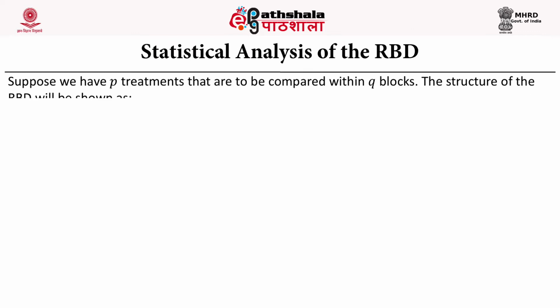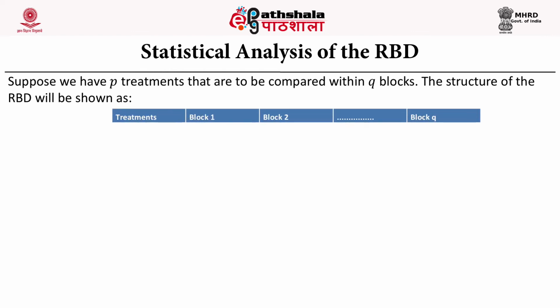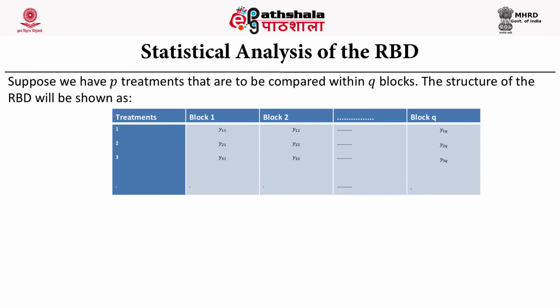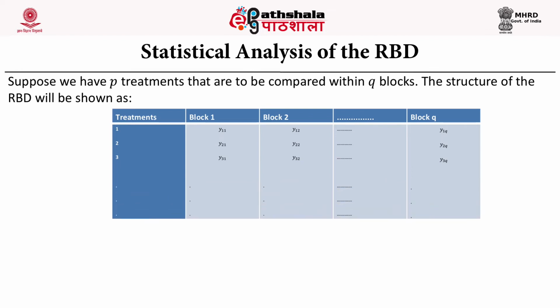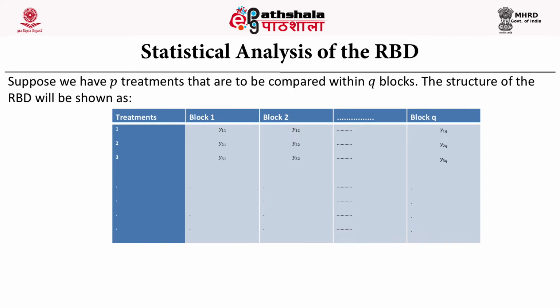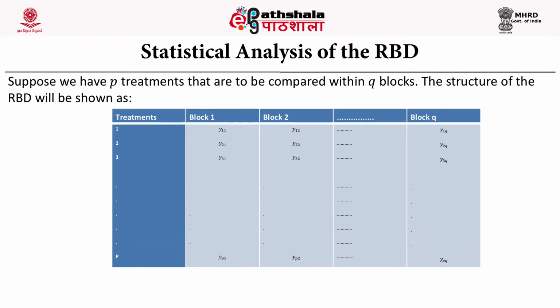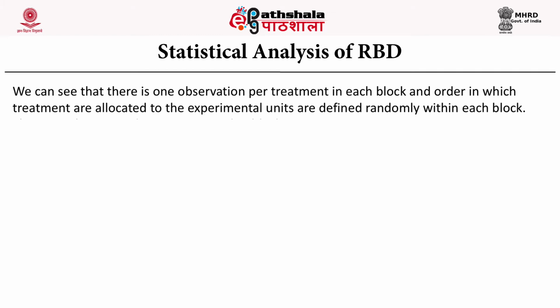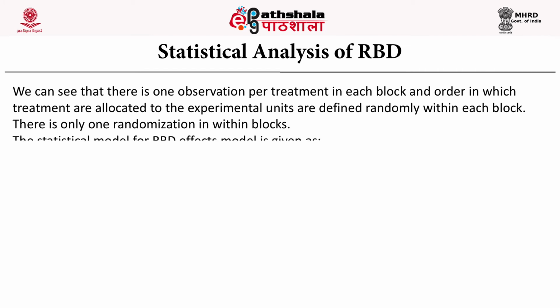Suppose we have P treatments that are to be compared within Q blocks. The structure of the RBD will be given in Table 1. In the first column we have the treatments, so we have P treatments with us, and in the first row we have Q blocks. So the first observation, Y11, denotes the first treatment within the first block, and Y21 represents the observation of the second treatment in the first block, and so on. Similarly, we can see that there is only one observation per treatment in each block, and the order in which treatments are allocated to the experimental units is defined randomly within each block.